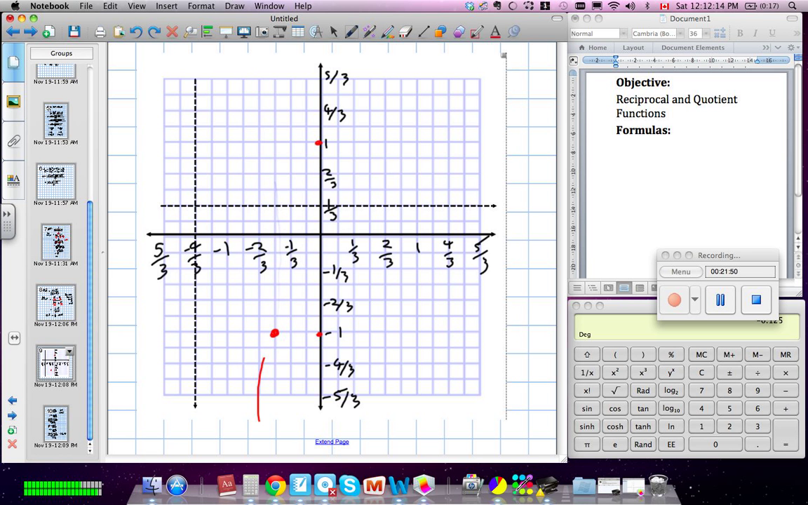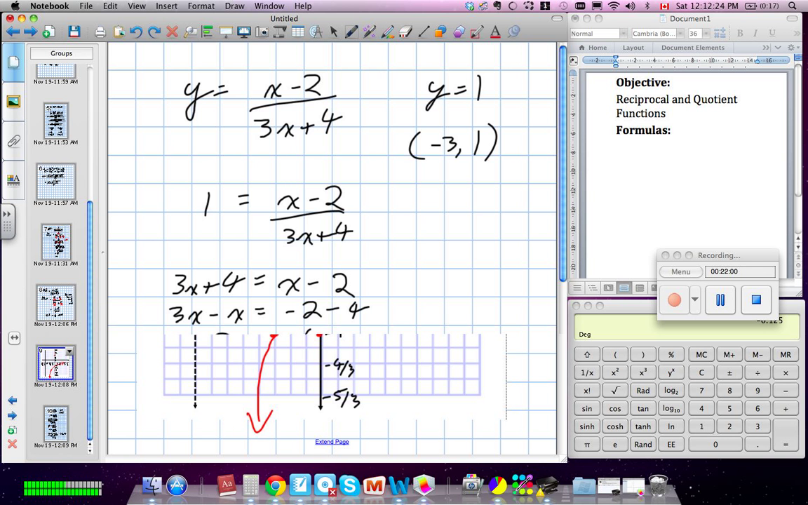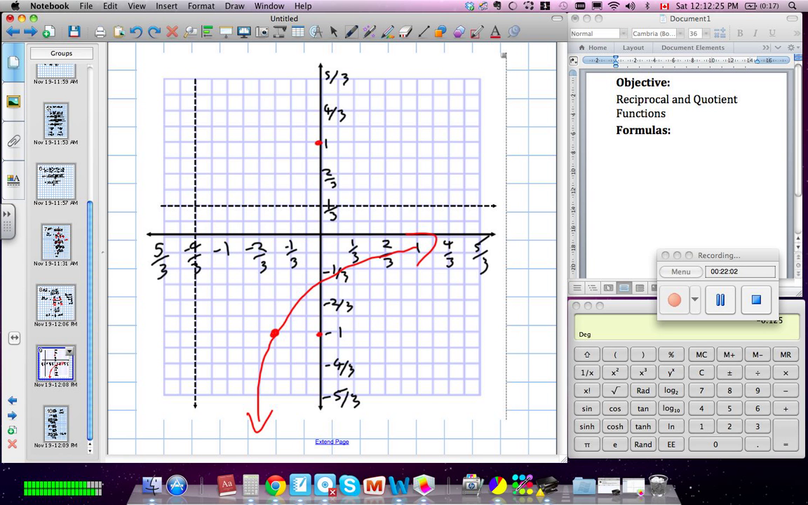Okay? And the other fact, what was the other spot we had found? Negative 3 and 1. So, negative 3 we know is to the left here, and 1, so it's somewhere up here, so we have something that looks like that. So that's going to help us a lot with our intervals of increase and decrease.